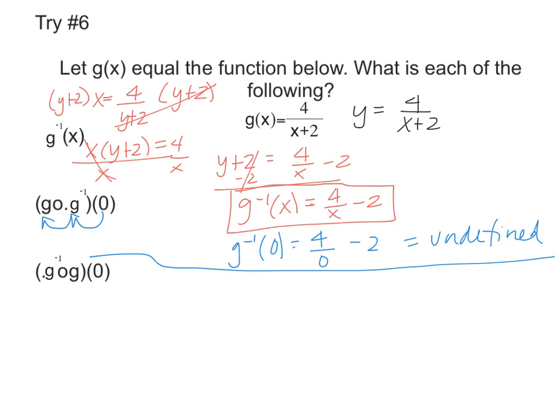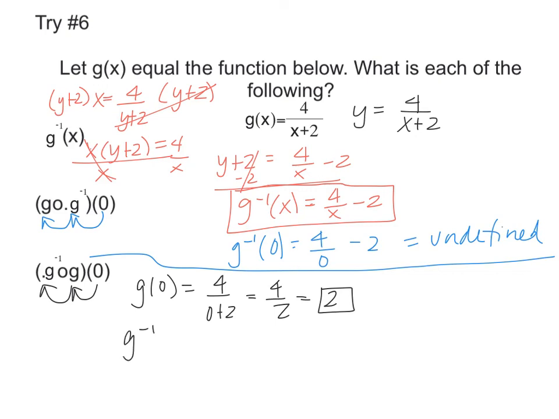All right, so if we do the last one, we would put 0 into g and then that answer back into the inverse. If I put 0 into g, that'd be g of 0 equal to 4 over 0 plus 2, which is really 4 over 2, which is 2. We'll then take that answer and put it into the inverse. So the inverse of 2 will equal 4 over 2 minus 2, which is 2 minus 2, which will equal 0. So 0 is the final answer on that one.